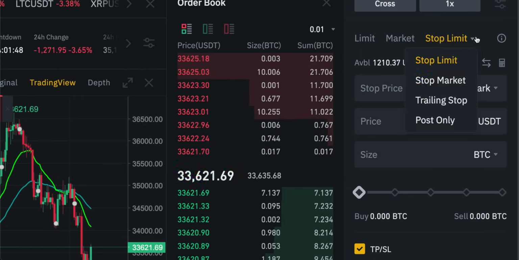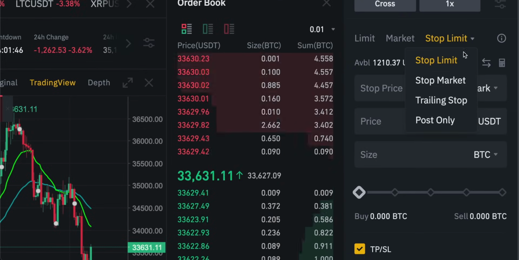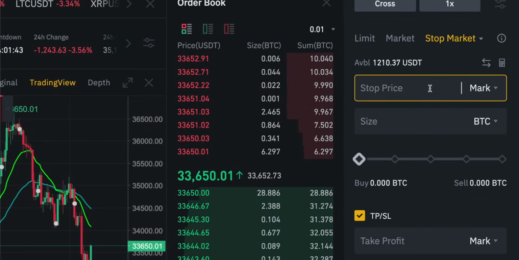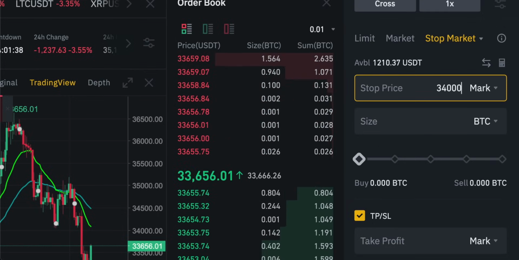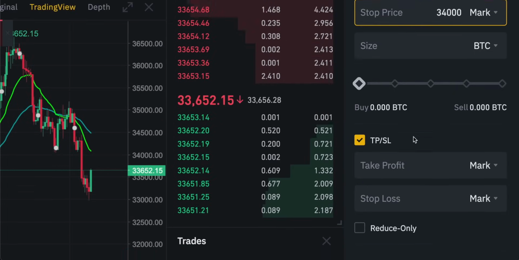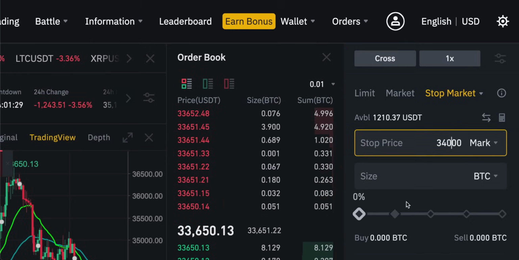Stop market, of course, just means that we don't choose the price that we pay. So we can put that in here. Let's say the stop price is 34,000. We will enter a market order, and remember, we don't choose the price. So when the price gets to 34, and let's say we want to go long right here, the system will enter that trade for us.